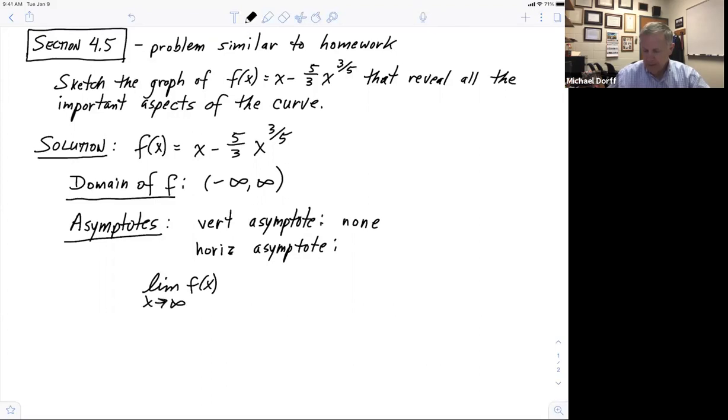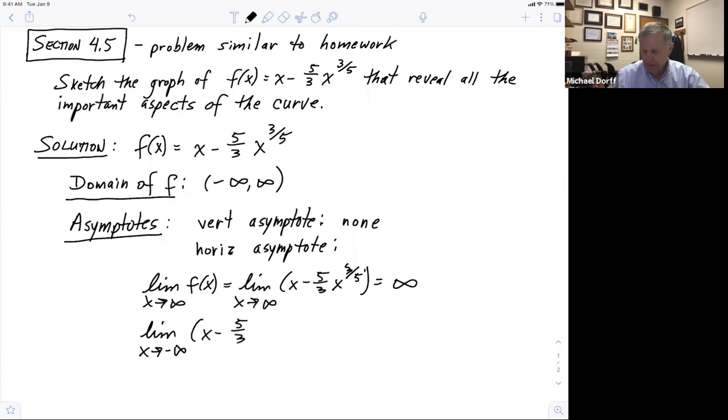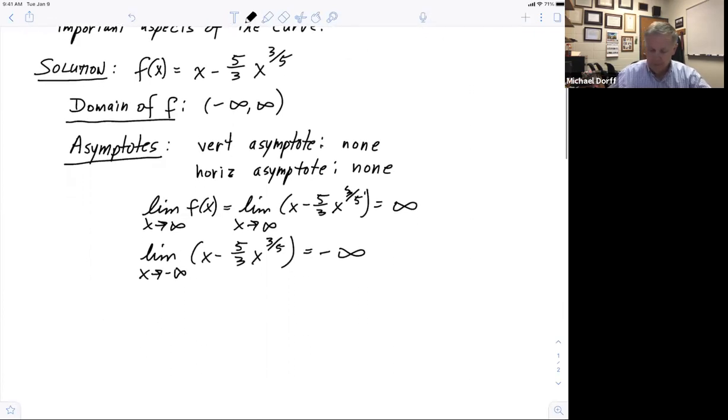But in this case, when I look at this function here, and I take that limit, that's going to equal infinity. And likewise, if I do x going to negative infinity of x minus 5/3 x to the 3/5, that's going to equal negative infinity. So there are no horizontal asymptotes.